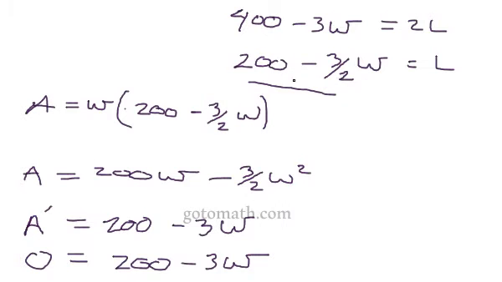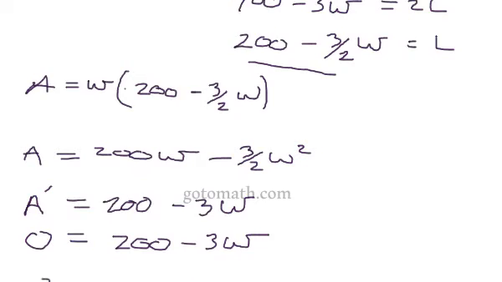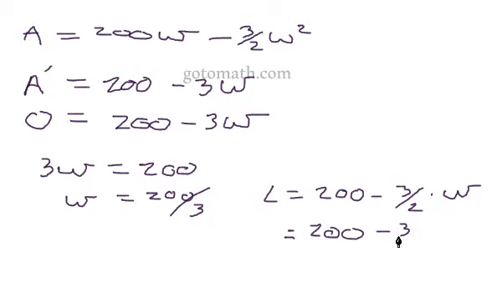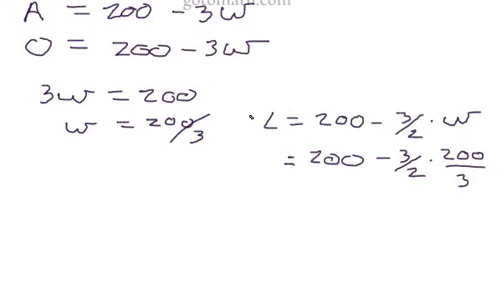And that would be right up here. We had 200 minus 3/2 w. So you remember that: 200 minus 3/2 w, that's our relationship. And now we're going to go ahead and find out what that L actually is by taking our w here, which is 200 over 3.